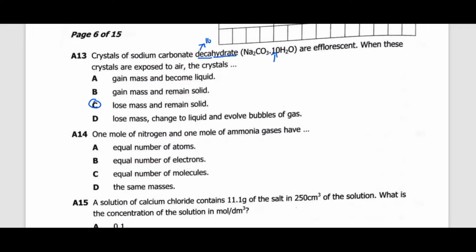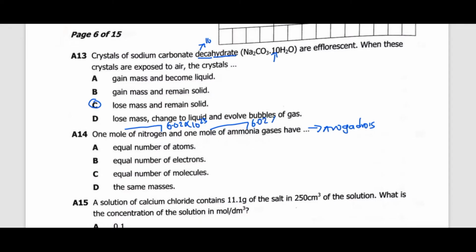Then 14, 1 mole of nitrogen and 1 mole of ammonia gases have. So we are looking at ammonia, 1 mole. We are getting it from the Avogadro. So this is the mole concept picture. Now, 1 mole of nitrogen will have the same Avogadro number, which is 6.02 times 10 to the power 23. What of 1 mole of ammonia? Even 1 mole of ammonia will still have the same.